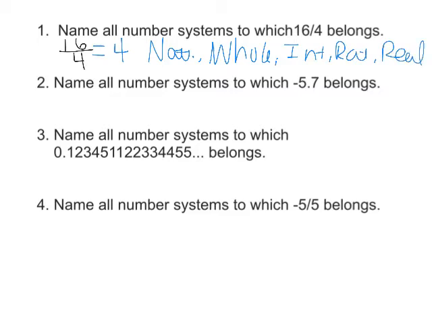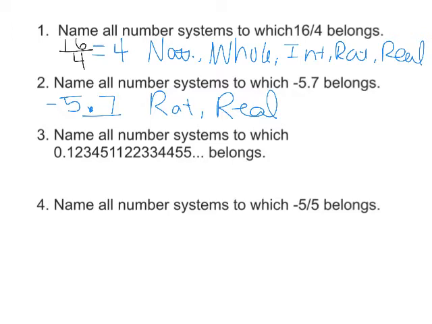Okay, name all the number systems to which negative 5.7 belongs. It is a negative number, but because we have that decimal, it is not an integer. So an integer is positive and negative whole numbers. That smaller box fits into the bigger box, but a bigger box cannot fit into a smaller box. I'm going to draw the diagram a little bit later, but this is only a rational number and a real number.